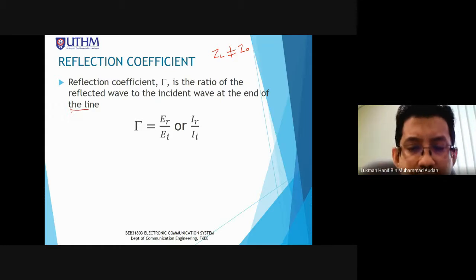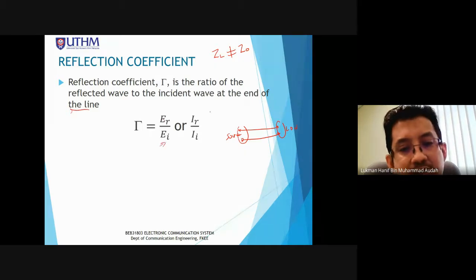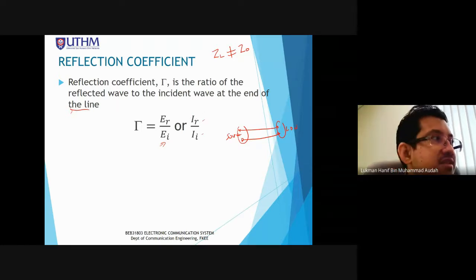Penghujung transmission line tu yang mana? Hujung dan hujung lah. Okay. Source dan juga load. Hujung di sini, hujung di sini. Okay. And reflection coefficient is equal to ER over EI. ER is the voltage of the reflected wave divided with the voltage of the incident wave. Ataupun current of the reflected wave divided with the current of incident wave.